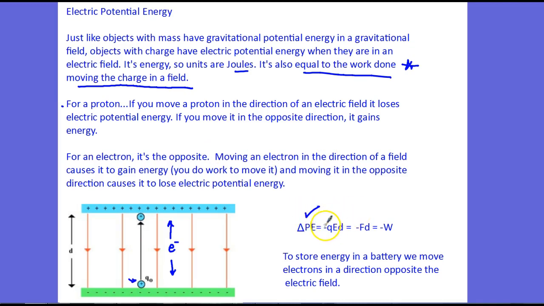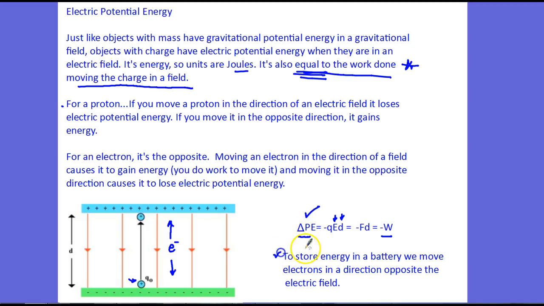Electric potential energy is equal to negative QED, Q being the charge. So if you plug a negative charge in there, you'll have two negatives. E is the electric field strength, and D is the distance. And if you move it in the direction of the field, it's a positive distance. If you move it opposite the field, it's a negative distance. So you could have three negatives altogether in this equation. It's also equal to negative force times distance, which is negative work. So the change in potential energy is the opposite of the amount of work that you do. Equivalent in magnitude, but opposite in sign. If you do positive work on it, you'll get a negative change in potential energy.